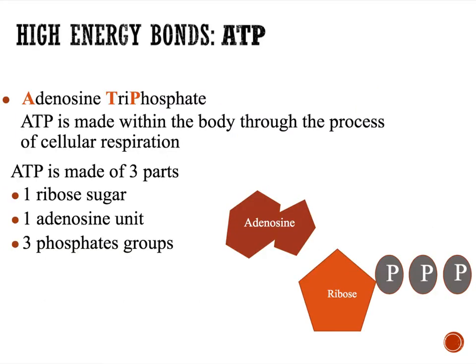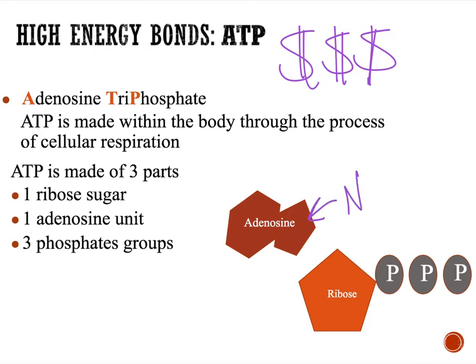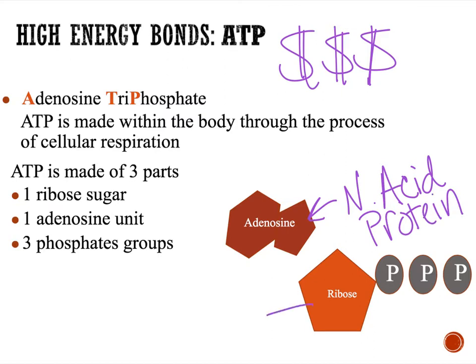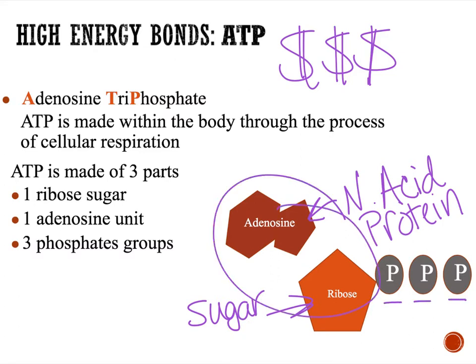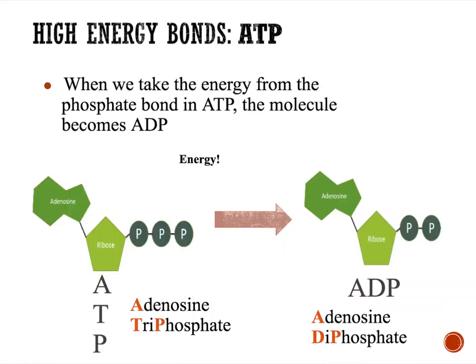Let's talk about ATP, adenosine triphosphate. This is our end product. This is what we want. This is dollars, okay? There's three parts. There's an adenosine, which is actually, fun fact, a nucleic acid, or let's just say a protein. There's a ribose, which is a sugar. And then your three phosphates, adenosine triphosphate, meaning three phosphates. That's all it is.